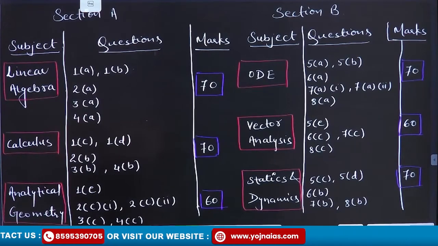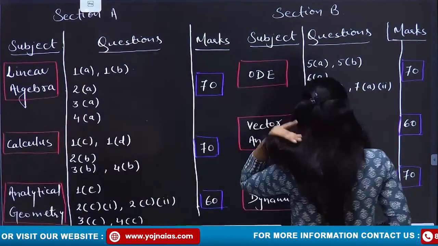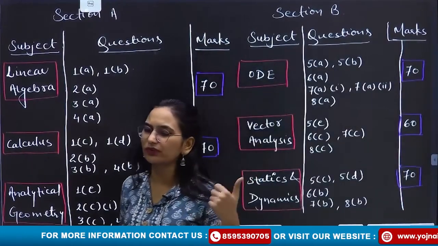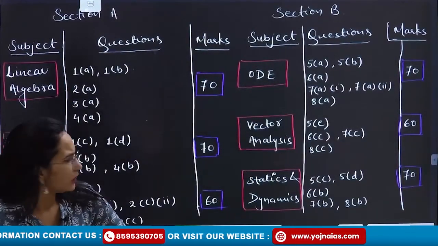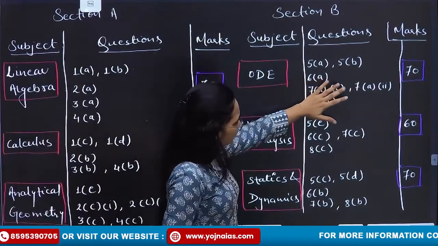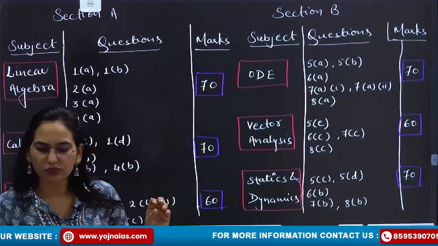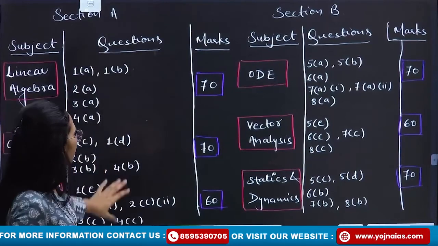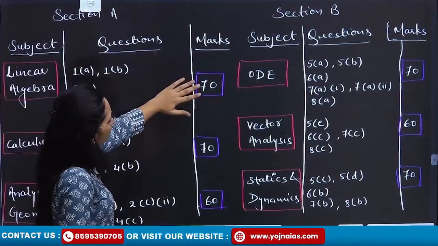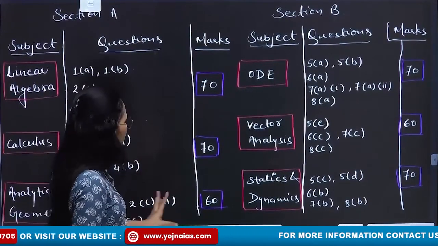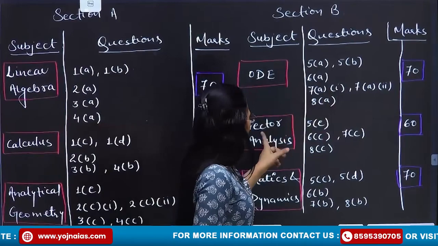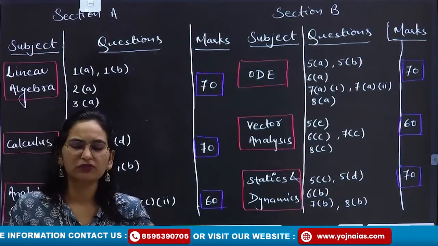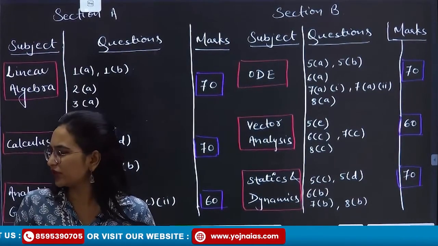We cannot even think of leaving one of the units, because then you are going to risk at least two questions: one from the compulsory ones and one from any part of the question which you are going to attempt. So at least do the bare minimum of all the units so that you do not miss out on compulsory questions, right? And see the marks distribution. Linear algebra consisted of 70 marks, then calculus 70, analytical geometry 60 marks, ODE 70, vector analysis 60, and statics and dynamics 70. So more or less the marks distribution was also equal for each unit.